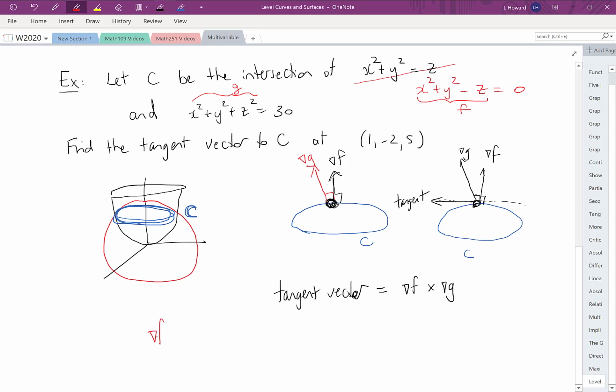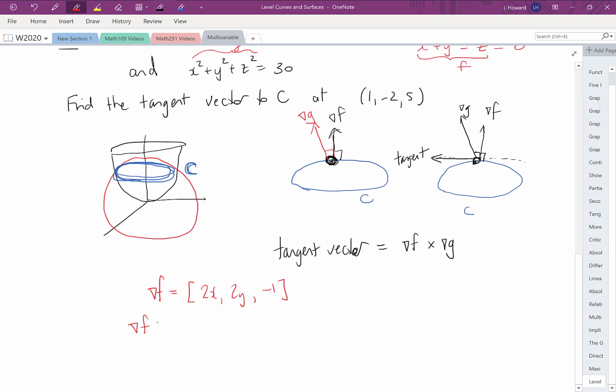So let's start off with gradient of f. Looking up at the top of the screen here, f is x squared plus y squared minus z, so the gradient is 2x, 2y, -1. And then we're going to evaluate that at the point that we're interested in, the 1, -2, 5. So we can write gradient of f at 1, -2, 5, and just sub in our values: 2, -4, -1.